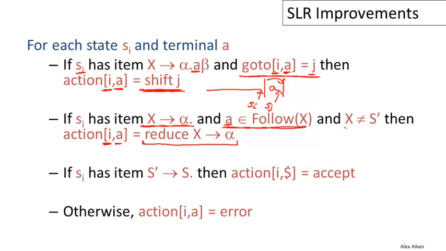And there's one exception here. We're not going to do that reduction if the left-hand side is the special start symbol, the new start symbol that we add to the grammar, S prime, because in that case, if the item that we're going to reduce by is S prime goes to S dot, and we're at the end of the input, then we want to accept. And any other situation is an error. So in any other situation, if we're in state I and the next input is A, we don't know whether to shift, reduce, or accept, and so that is an error state.